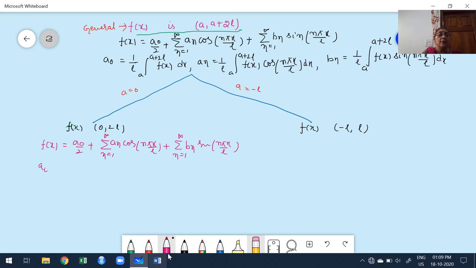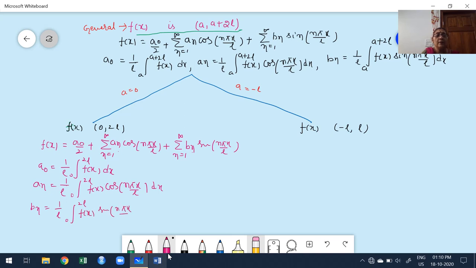Where, what is the formula for a naught? A naught is 1 by L, integral from 0 to 2L, f of x dx. Then what is our a n formula? 1 by L, integral from 0 to 2L, f of x cos of n pi x by L with respect to x. Writing a naught, a n and b n is very easy. Once you construct the Fourier series based on the given interval, while writing a naught, you just take the given interval, 1 by L, 0 to 2L, f of x dx. While taking a n and b n, you take f of x cos of n pi x by L for a n, and f of x sin of n pi x by L for b n, with the integral 0 to 2L and 1 by L. That gives us the formula for a n and b n. So b n is 1 by L, integral from 0 to 2L, f of x sin of n pi x by L with respect to x.